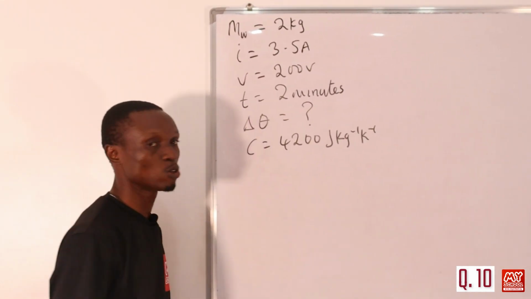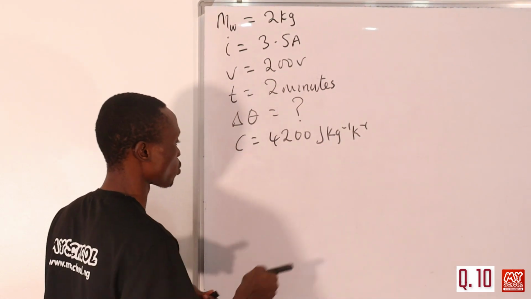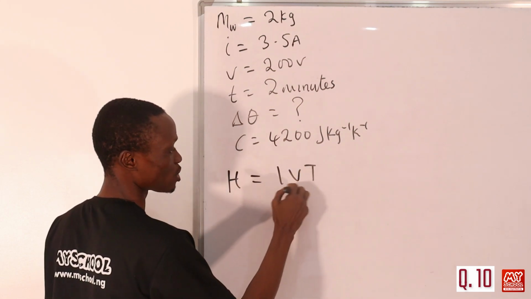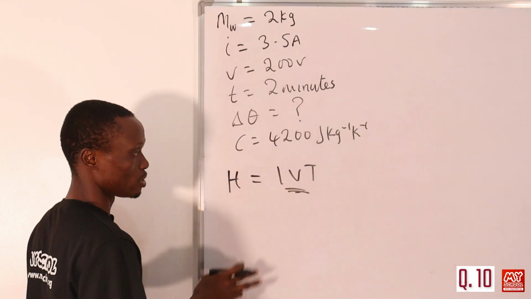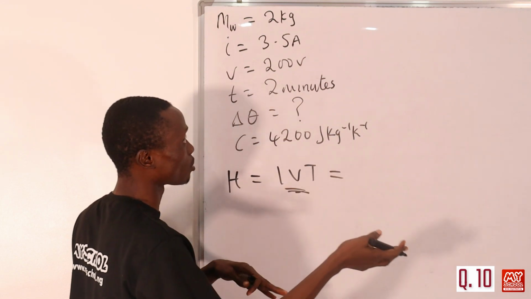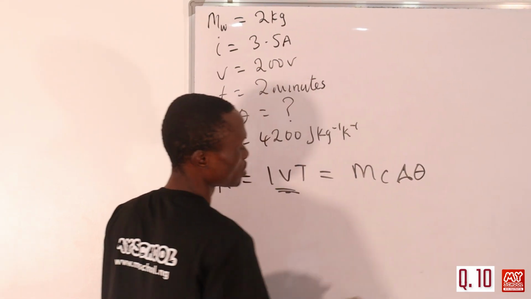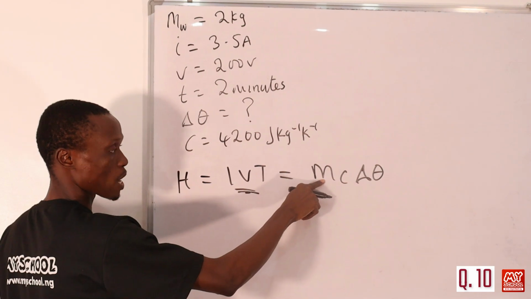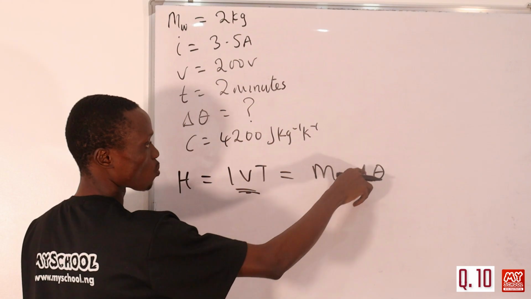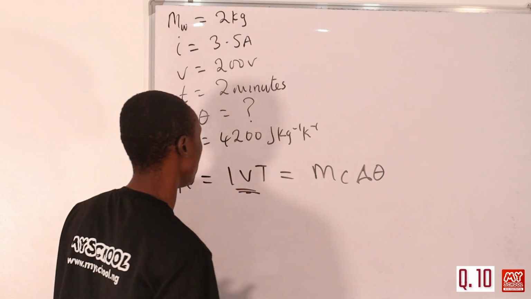So basically, we need to calculate the electrical energy, and the electrical energy H is given as IVT, based on the parameters that are given to us in the question. This will be equal to the energy that was used to heat the water, which is mc times the change in temperature, where m stands for the mass of the water, c stands for the specific heat capacity of the water, and delta theta stands for the increase in temperature or change in temperature.